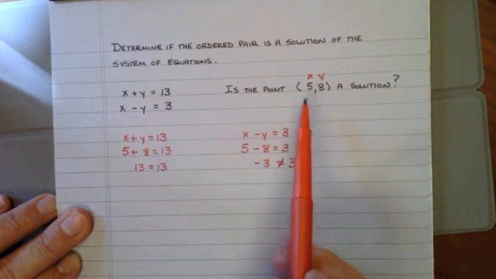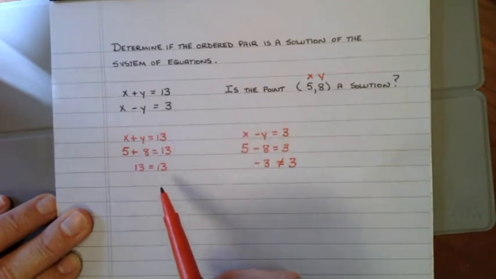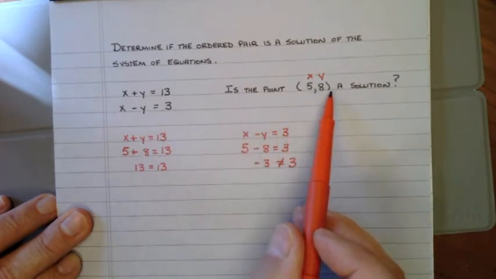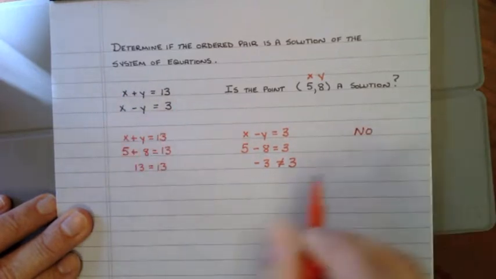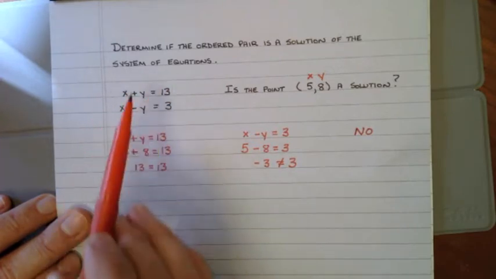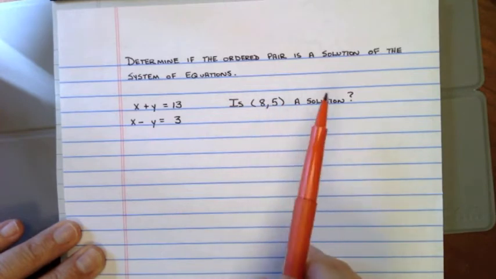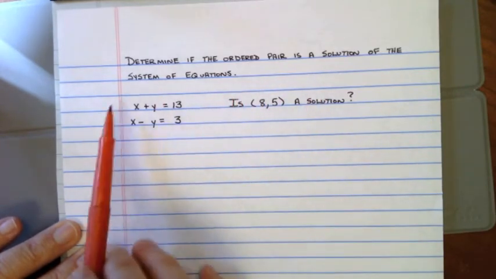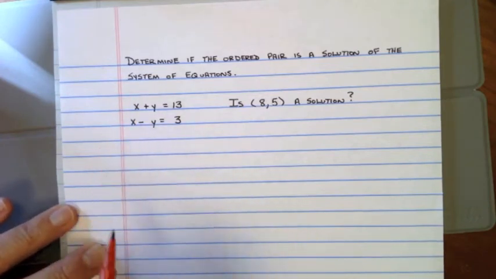This point has to work for both equations for this point to be a solution. So is the point (5, 8) a solution to this system? No, because as soon as you get one that doesn't work, it's got to be a solution for both of them. Let's determine if this ordered pair is a solution to these two lines. See if it's a solution for this system of equations.